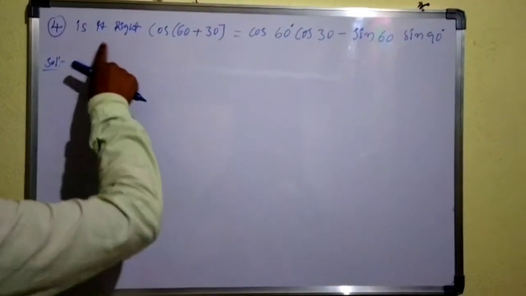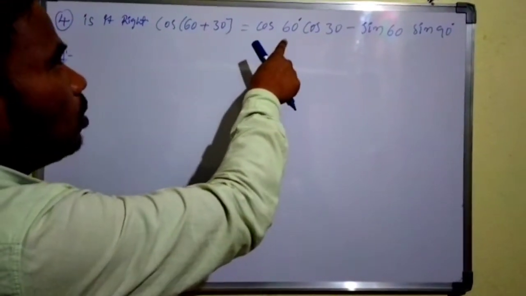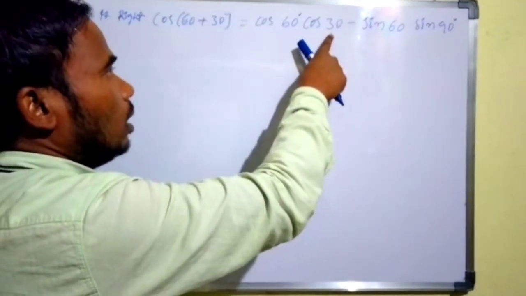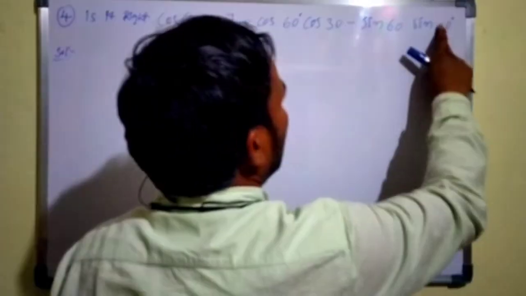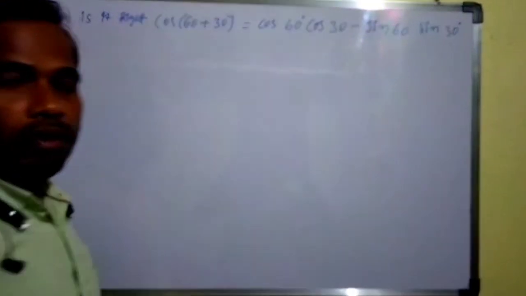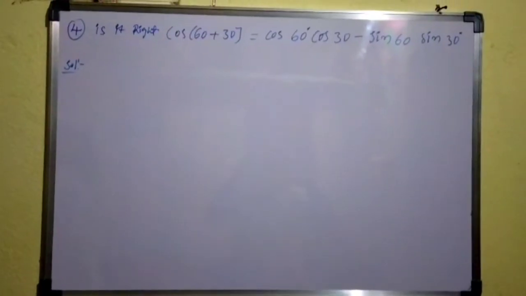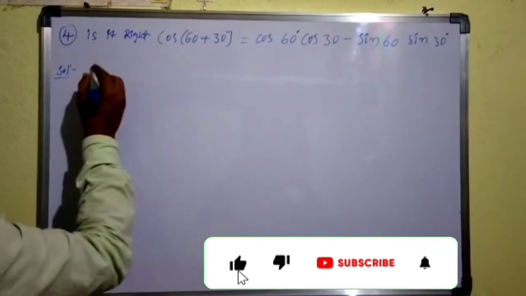Is it right to say cos of 60 plus 30 is equal to cos 60 cos 30 minus sin 60 sin 30? Is it correct or wrong? We are checking. So what is that? It is the left side value.